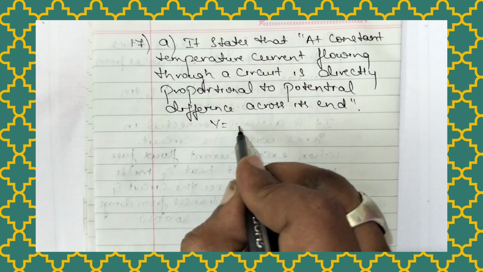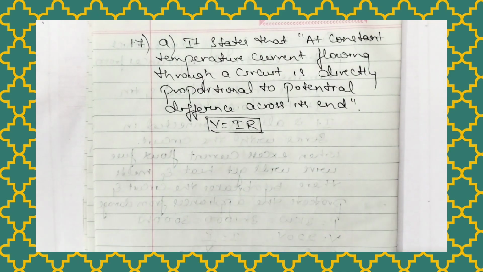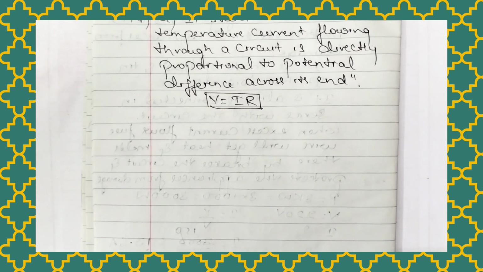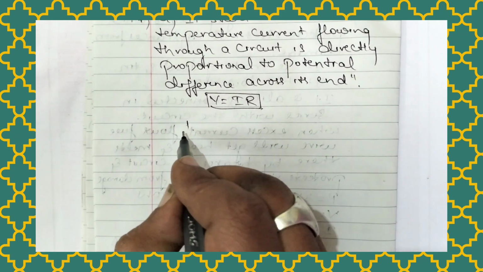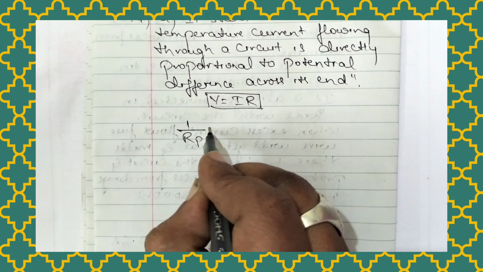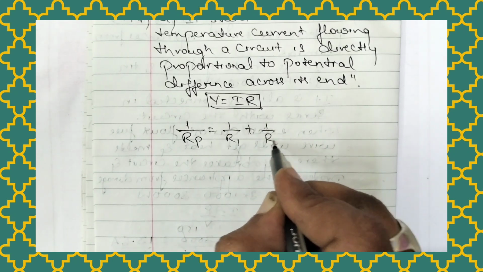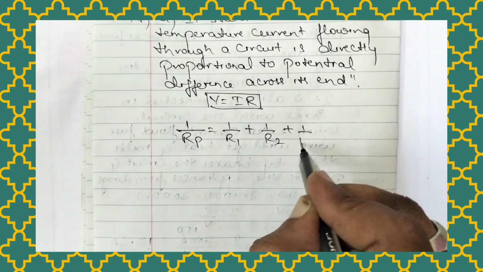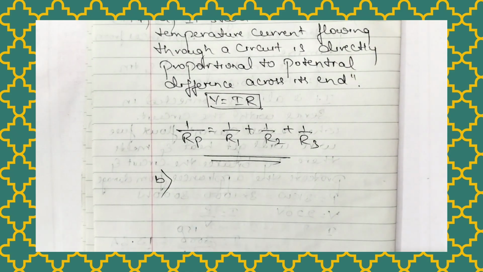So according to Ohm's law, V is equal to IR. Then they have given, write the formula for the equivalent resistance RP of the parallel combination of the three resistors R1, R2 and R3. So 1 over RP is equal to 1 over R1 plus 1 over R2 plus 1 over R3. So in that one, B question is there.